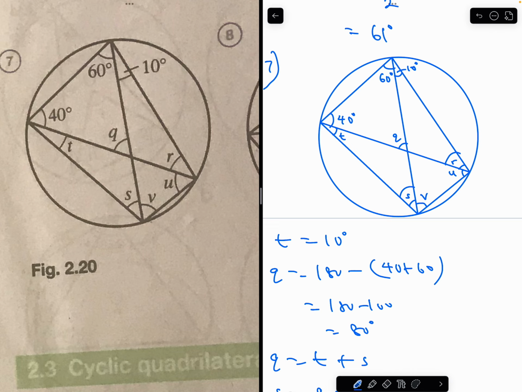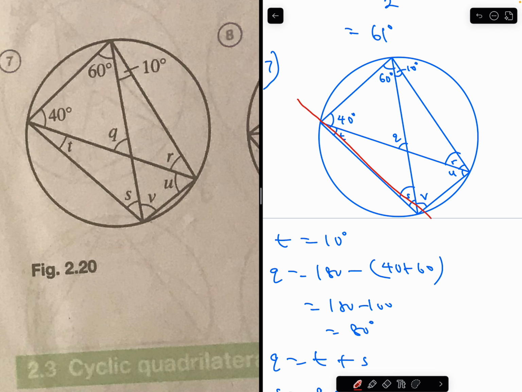Now we want to find U. How do we find U? Easily, we can see that U and 60 are in the same segment. Angle U is equal to 60 degrees. Let's check that.